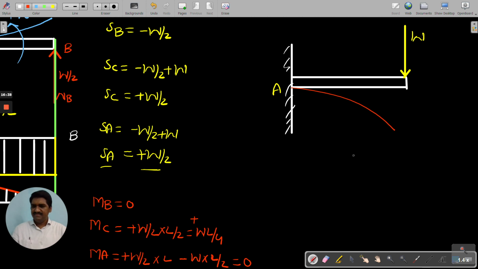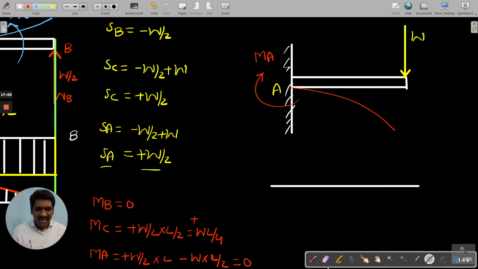Perfect. Okay. And since W is trying to rotate the body in the clockwise direction, or bend the body in the clockwise direction, what will the support do? The support will definitely provide an anti-clockwise bending moment onto the beam, nothing but the moment here. Therefore, what happens in this case, if this is the straight line, this will definitely become the bending moment diagram. Check out.